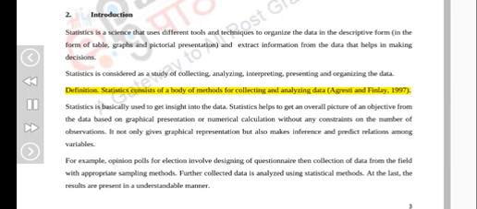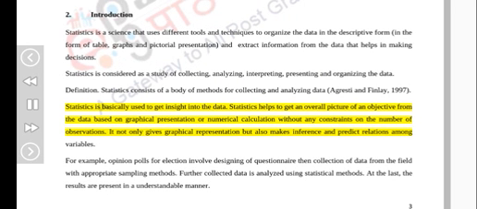Agresti and Finlay, 1997. Statistics is basically used to get insight into the data. Statistics helps to get an overall picture of an objective from the data based on graphical presentation or numerical calculation without any constraints on the number of observations. It not only gives graphical representation but also makes inferences and predicts relations among variables.